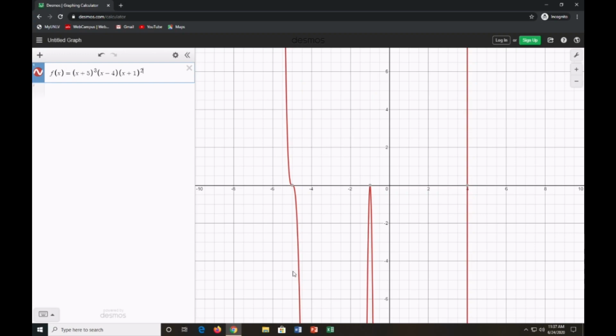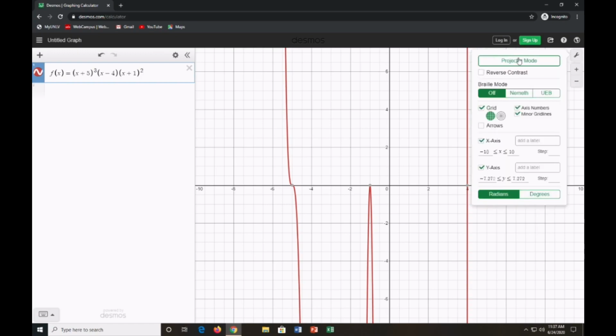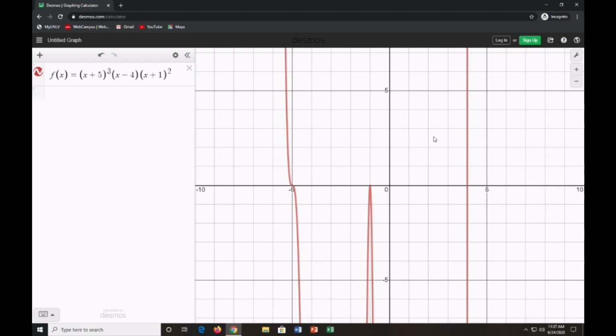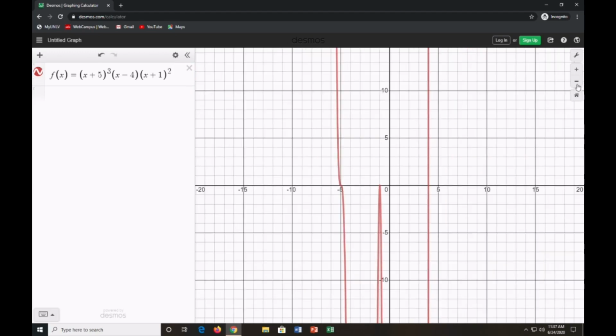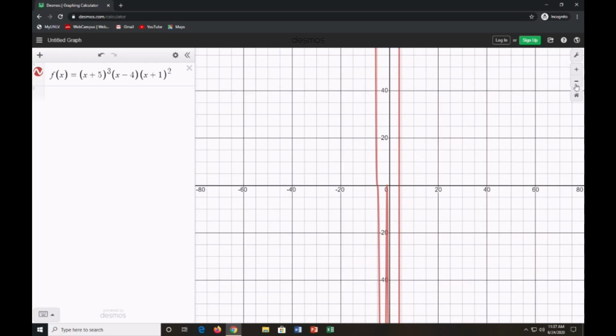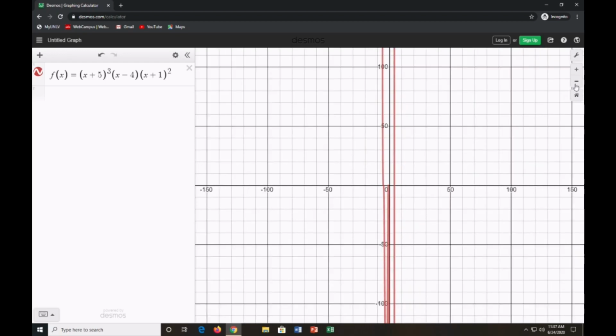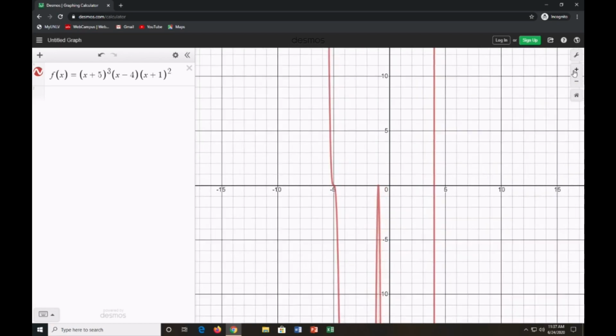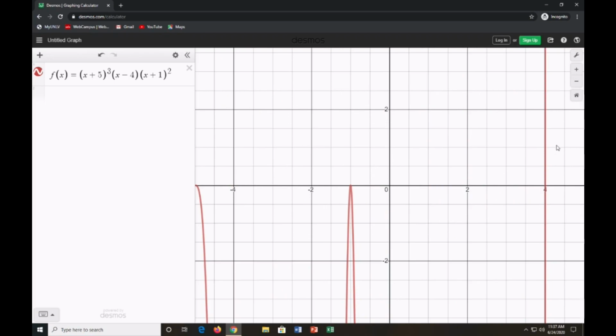Okay, so I'm zoomed in too much. Let me zoom out. I think we're in, let me make this in projection mode. And let me zoom out. Wow, this polynomial is hard to see on this computer screen as we zoom out, so let me zoom in onto the zeros though. That's what we're interested in.